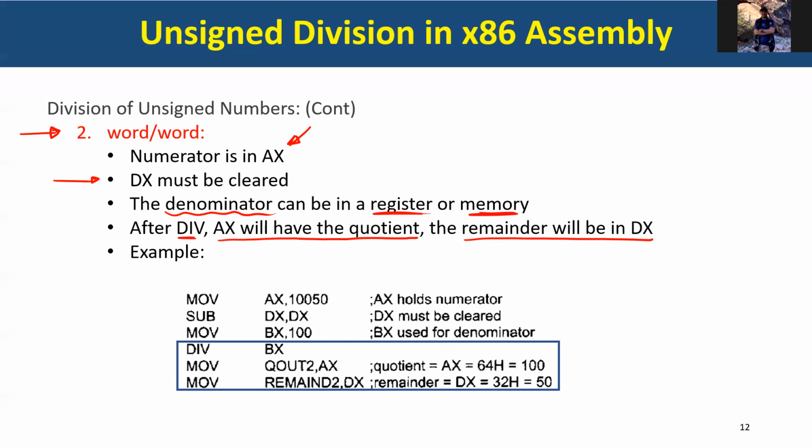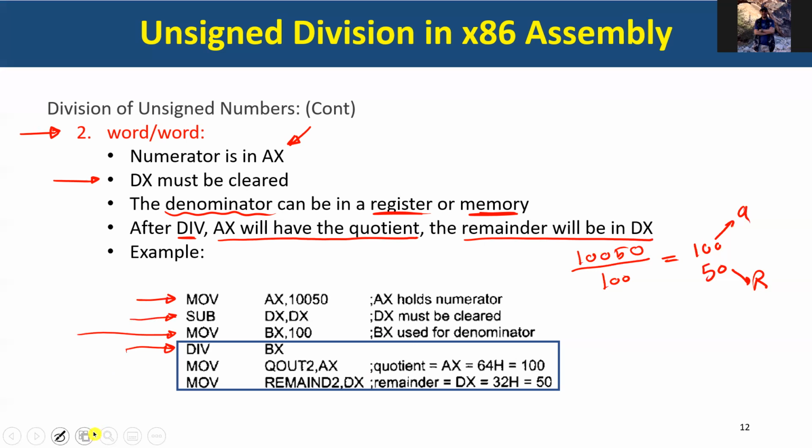That's an example here. So you're gonna divide 150 over 100. So in that case, of course, the quotient is 1 and the remainder is 50. That's the quotient, that's the remainder. So first you move the numerator, which is 150, to AX, then you clear DX, then you move 100 to BX, and you say div BX. So automatically, the processor will take the 150 here and divide it by 100, and put the quotient in AX and the remainder into DX.